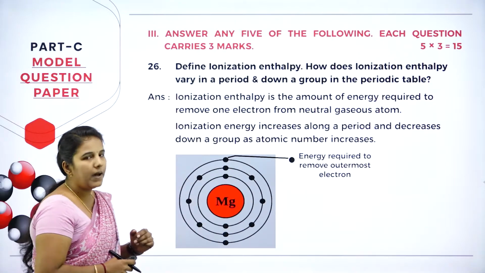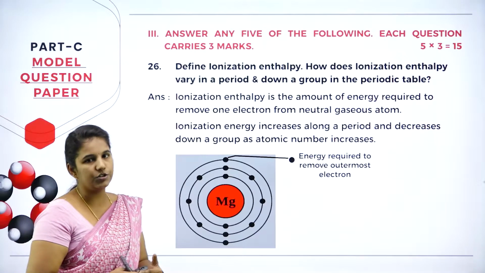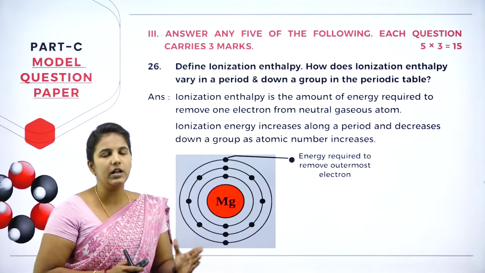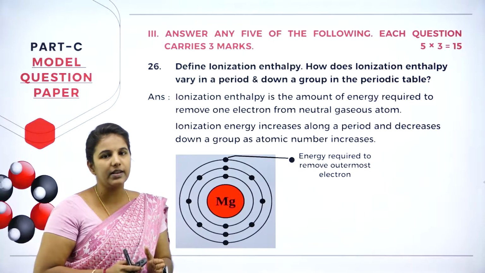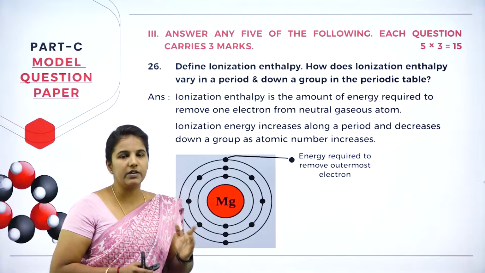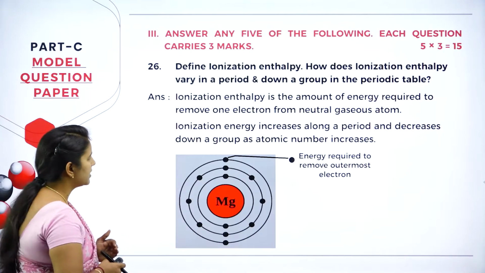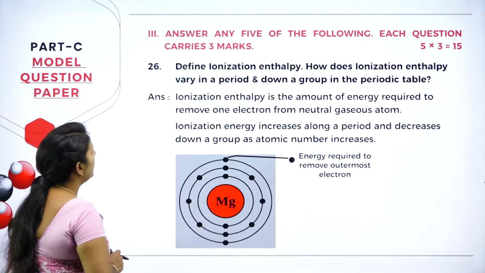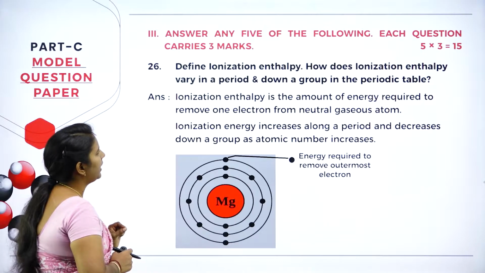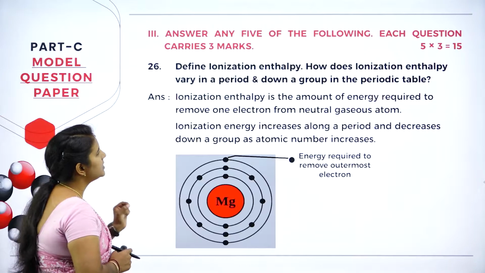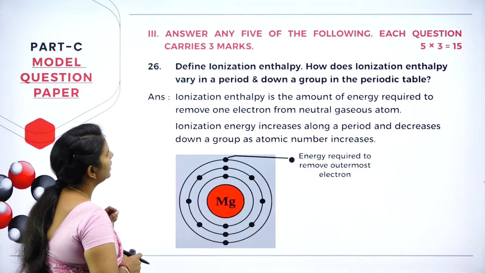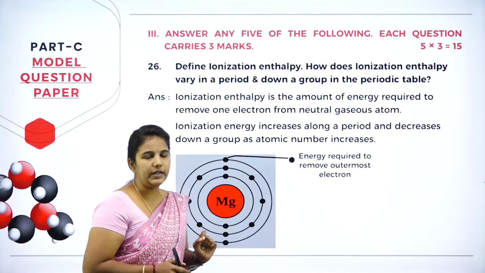Again in Part C, there will be 10 questions. You need to answer only 5 questions. Each question will carry 3 marks, so it gives rise to 15 marks. The first question goes like this: Define ionization enthalpy and how does ionization enthalpy vary in a period and down a group in the periodic table.